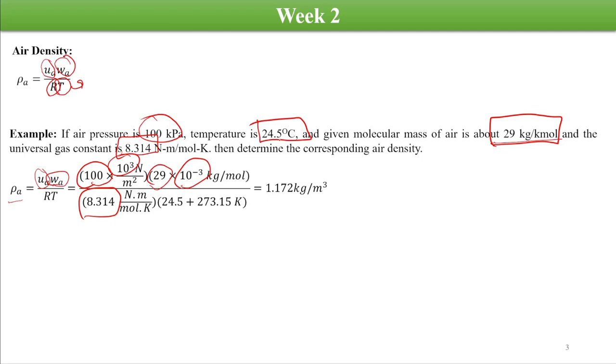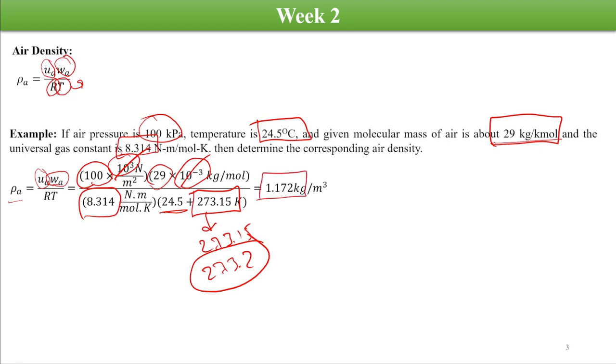So 24.5 degrees Celsius is converted to Kelvin by adding 273.15 or 273.2. After we add it and calculate, we'll see that 10 to the power minus 3 and 10 to the power 3 will cancel out. When we calculate this on the calculator, we'll find the value comes out to be 1.172. The unit will be kilogram per meter cube because mole will cancel.